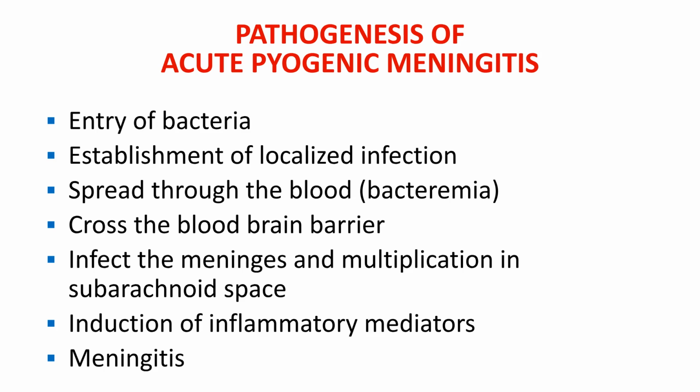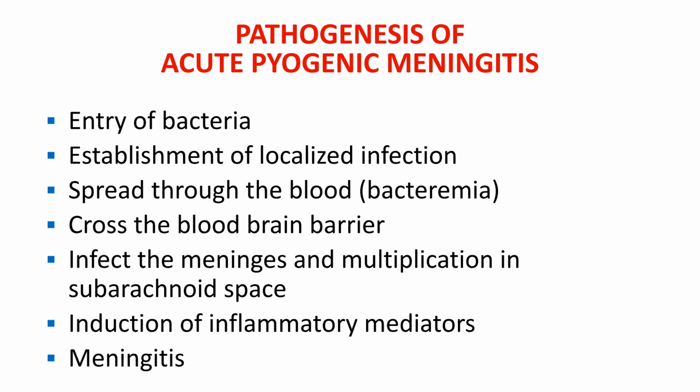Let's understand the step-by-step process of how bacteria cause acute pyogenic meningitis. First, bacteria enter the body, usually through the respiratory tract. They then establish localized infection in the nasopharynx. Next comes the critical step. Bacteria invade the bloodstream, creating bacteremia.